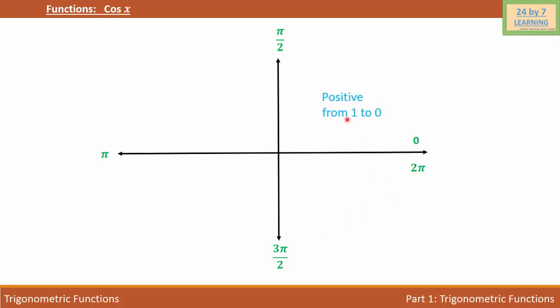The value of cosine is positive in the first quadrant and changes from 1 to 0. The value of cosine is negative in the second quadrant and the value changes from 0 to negative 1. The value of cosine is negative in the third quadrant and the value changes from negative 1 to 0. And the value of cosine is positive in the fourth quadrant and the value changes from 0 to 1. And this is all about the function of cosine.